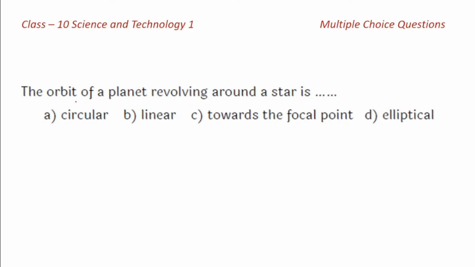Next question is, the orbit of a planet revolving around a star is circular, linear, towards the focal point, or elliptical. The answer of this question is option D, elliptical.